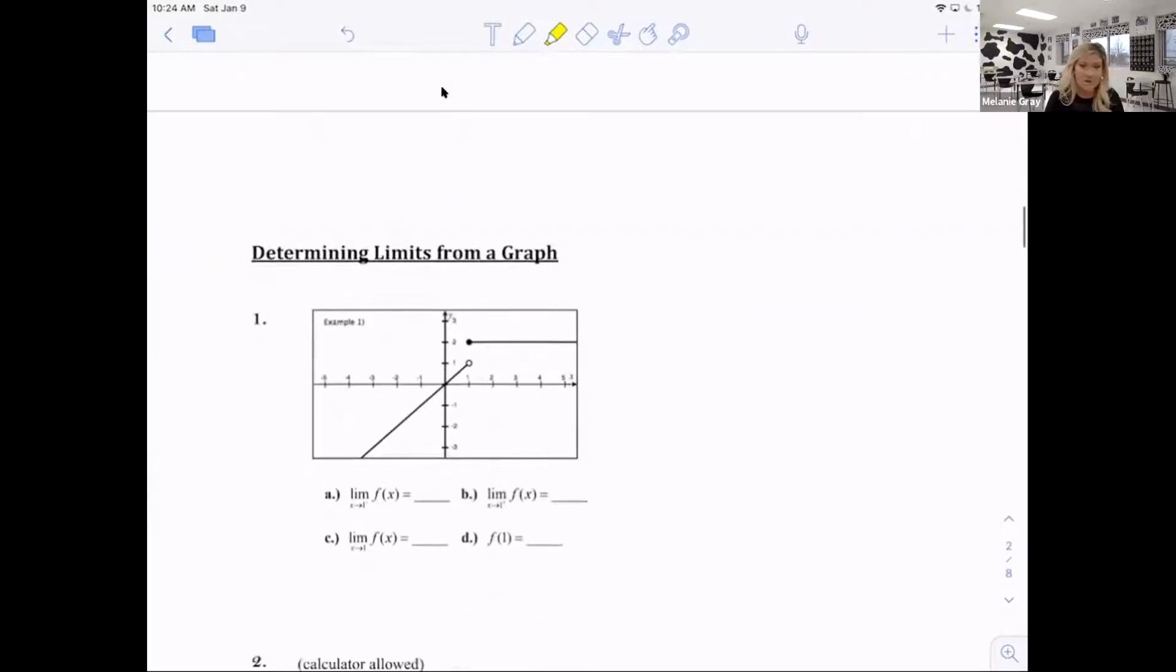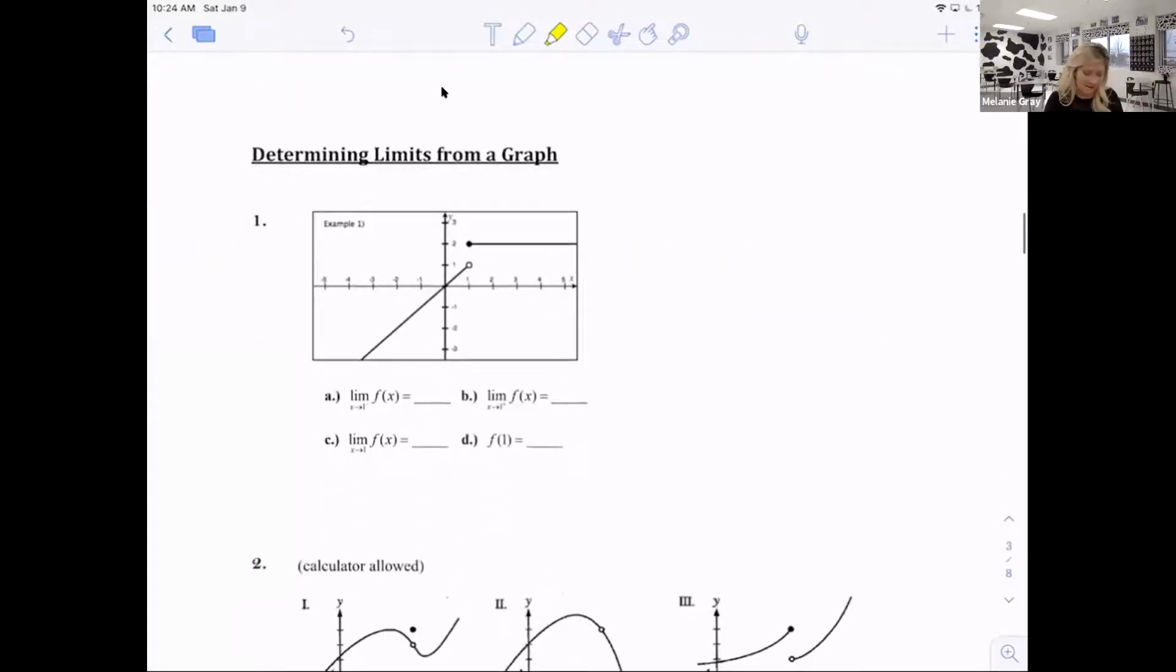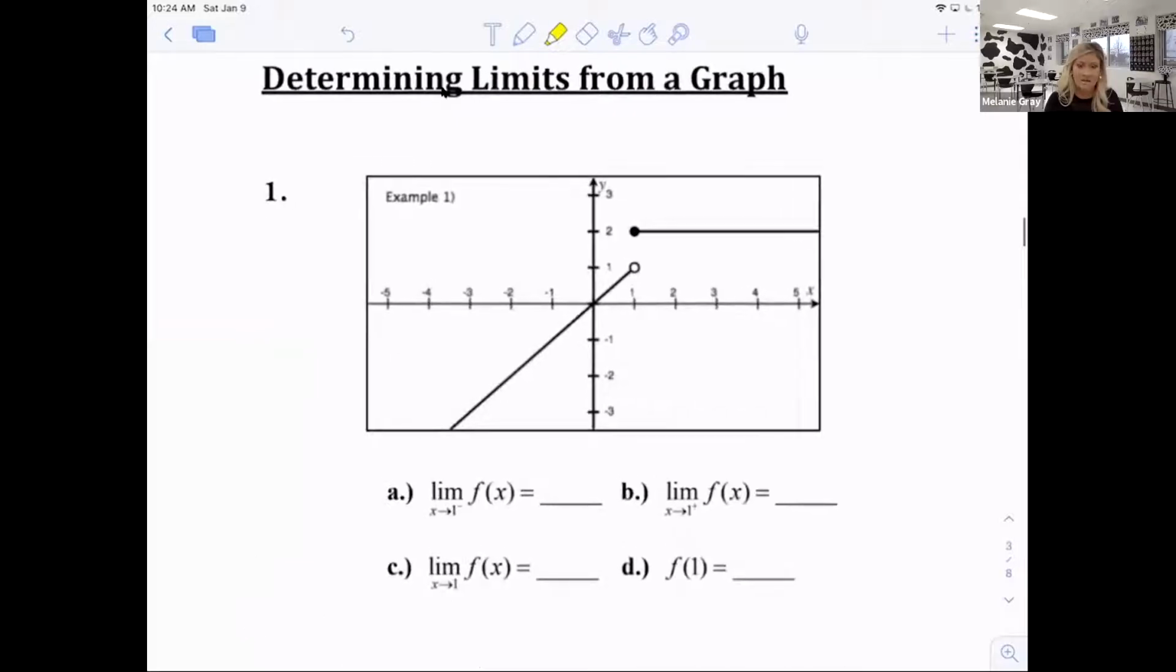So let's start with determining limits from a graph. And I'm going to try to zoom in here on mine so you can see it a little better. Determining limits from a graph. So a couple of things I need to remind you that you may want to jot down. Hopefully you're taking notes.